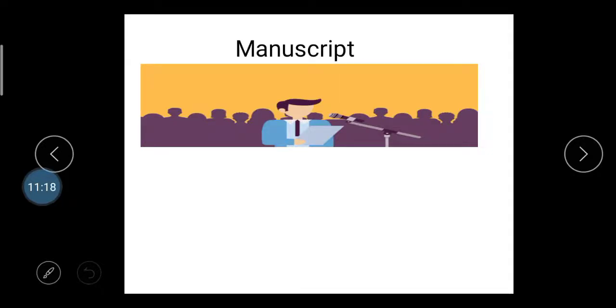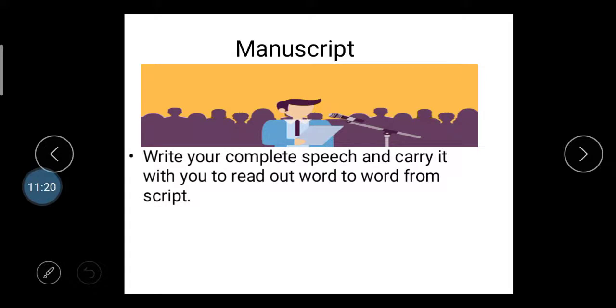Here is the meaning of the manuscript method: write your complete speech, carry it with you, and read it out word for word from the script. So it is called the manuscript delivery method. What are the advantages of this method?